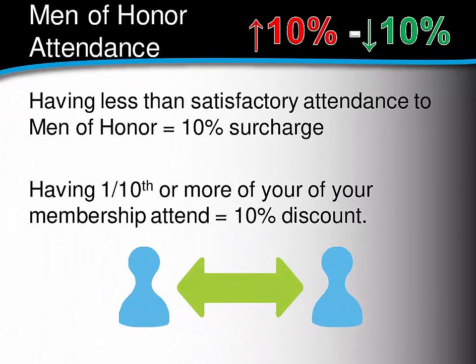As our flagship program with almost 20 years of history, Men of Honor helps shape attendees in the areas of moral and operational thinking. Chapters that have a proportional number of members attend increase the likelihood of intervention to risk. Therefore, chapters that do not send a satisfactory number of members will receive a 10% surcharge, and chapters that send at least 1/10 of their membership will receive a 10% discount.